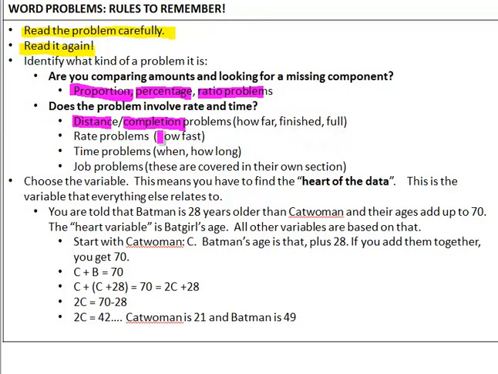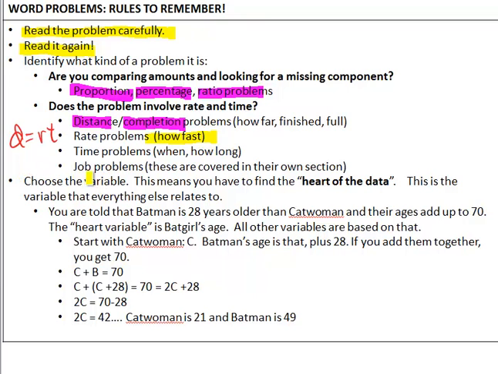In this same family, for the simple reason that distance equals rate times time, we have rate problems. Rate problems usually ask you how fast something is going. So how fast tells me I'm working in that family most of the time. And as you do more of these, you'll get a sense for what type of problem it is.